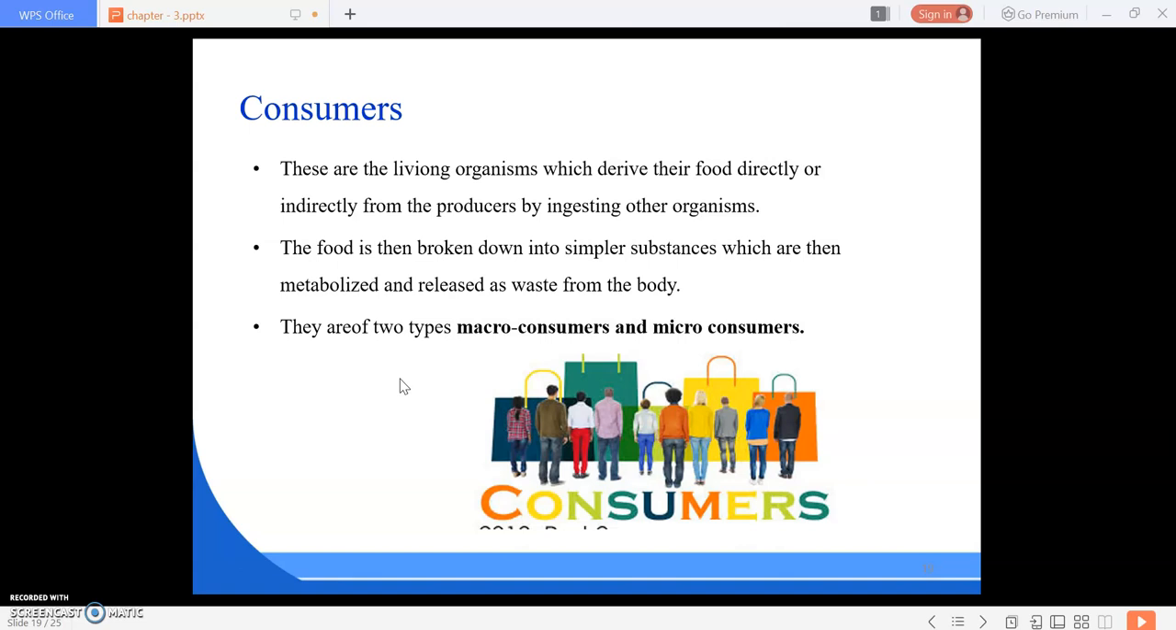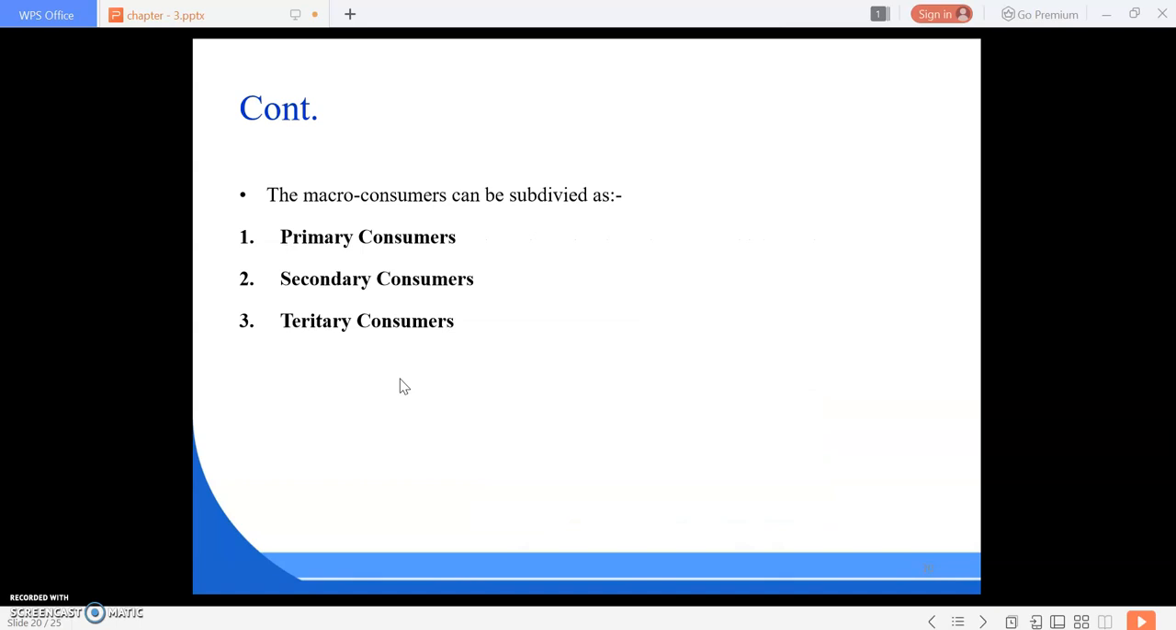Okay, so consumers are of two types. One is our macro consumers and the second one is our micro consumers. Next, the macro consumers can be subdivided into three. First one is our primary consumer, second one is our secondary consumers, and third one is our tertiary consumers. So our macro consumers are again subdivided into three: primary consumers, secondary consumers, and tertiary consumers. Okay.